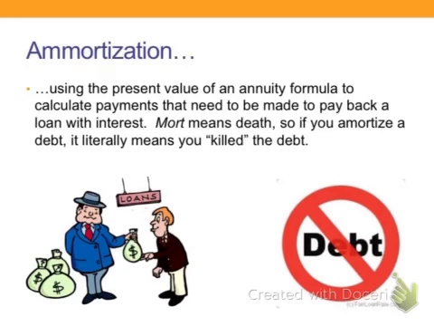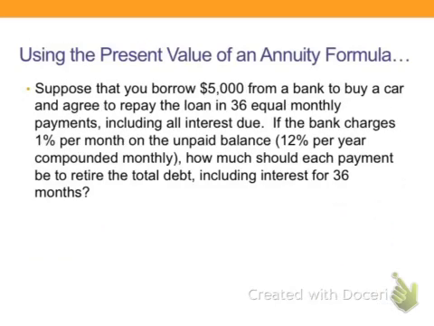The "mort" in the word means death. So when you say you're going to amortize a debt or loan, it literally means you're going to kill the debt. You're trying to figure out the payments that it would take so that at the end you end up with zero. So we're going to use the present value formula to accomplish that.